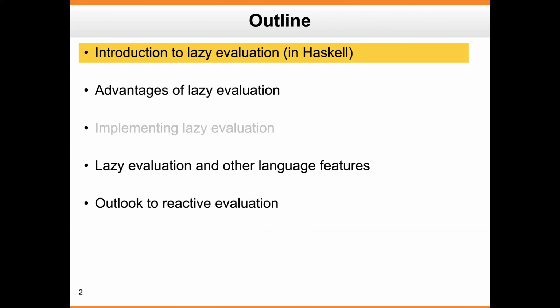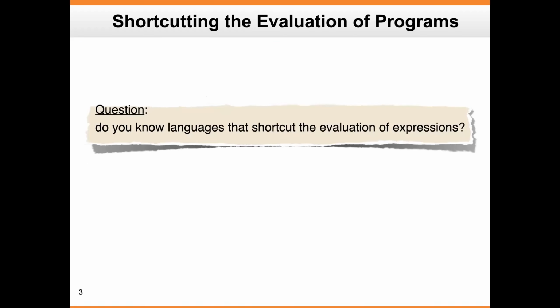Okay, so most of the time I will talk about lazy evaluation, and specifically as it occurs in one particular programming language, the Haskell programming language. Then I will talk about the advantages and disadvantages of lazy evaluation compared with strict evaluation. We'll talk a little bit about lazy evaluation and other language features, the interaction between them. And then I will just give a glimpse of this other alternative evaluation regime, which is called reactive evaluation. And the next lecture will elaborate more on that one.